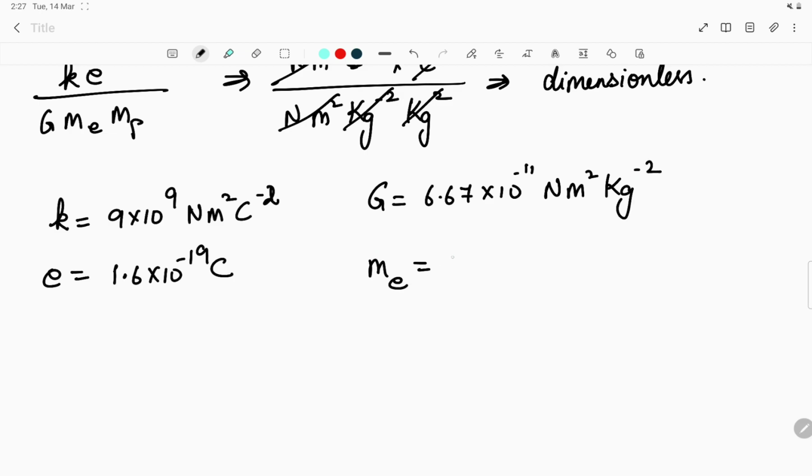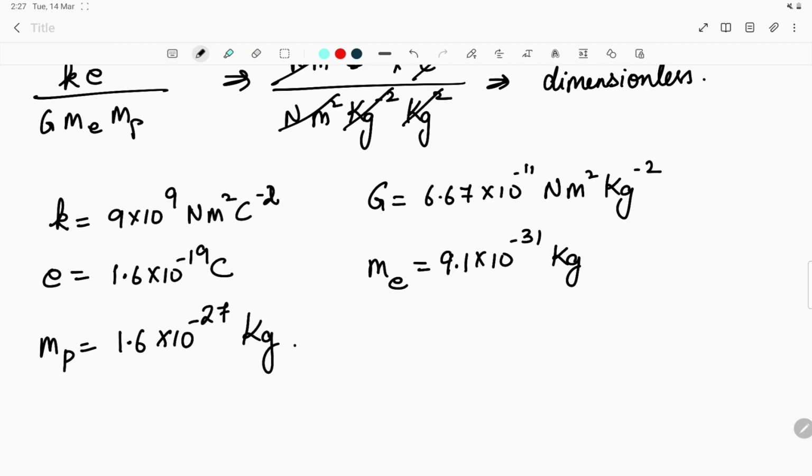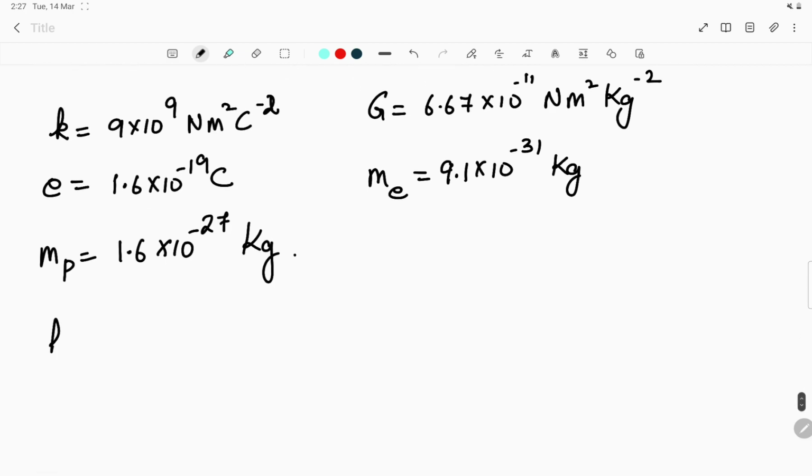And mass of electron is 9.1 into 10 to the power of minus 31 kilogram. Mass of proton is equal to 1.6 into 10 to the power of minus 27 kilogram. So once I substitute everything in this ratio, K E square divided by G M E M P.